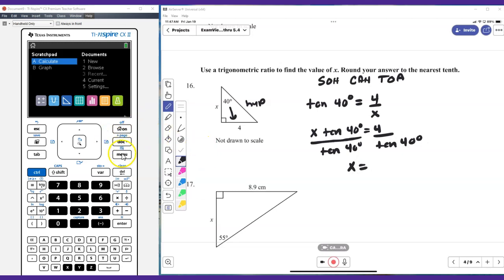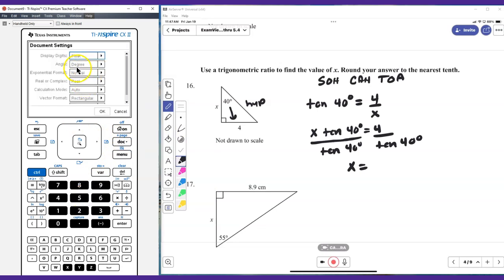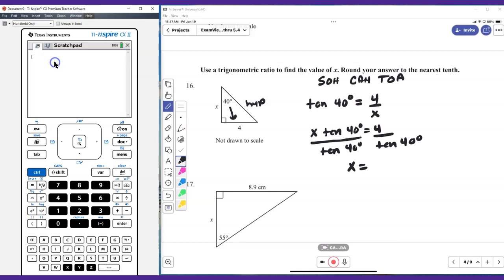But before you do that, you've got to go to settings, document settings, and make sure that the angle's in degrees, because if it's in radians, it's going to be wrong. So I'm going to get out of here and go to calculate. I'm going to say 4 divided by, and to find the trig, you see where it says trig? You're going to select tangent of 40. You want to round to the nearest tenth, so it's going to be 4.8.